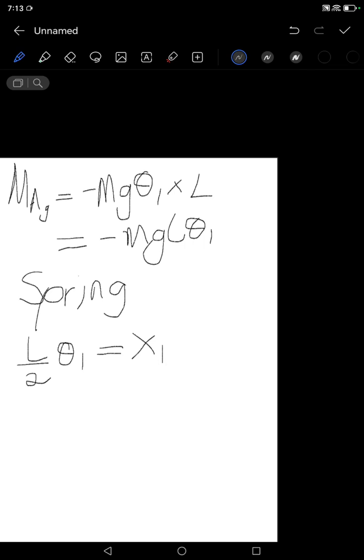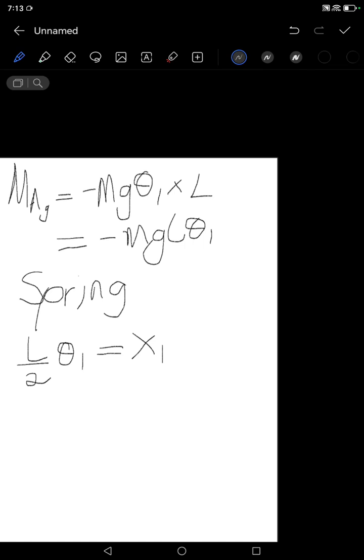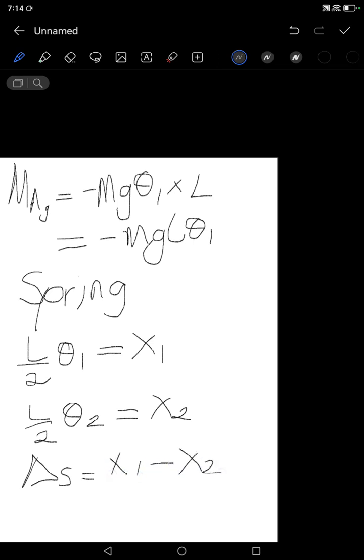Let's call this one our x1, positive to the right. And the right midpoint is going to be L over 2 theta 2. Let's say this one is our x2. So the spring extension is going to be x1 minus x2. Our x1 is L over 2 theta 1 minus L over 2 theta 2. This is the spring extension.